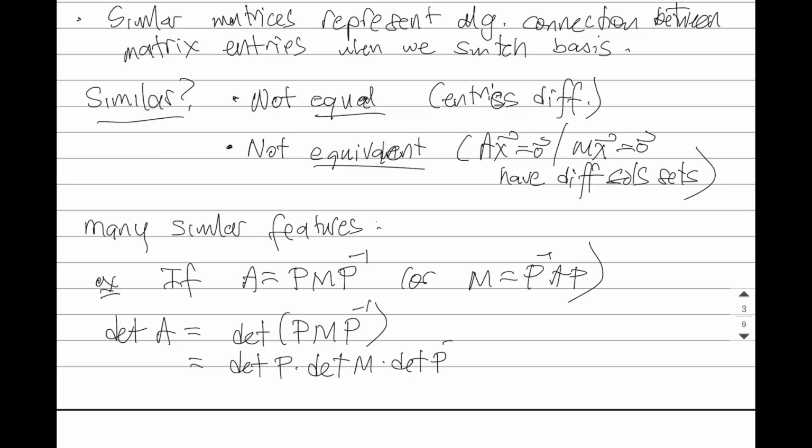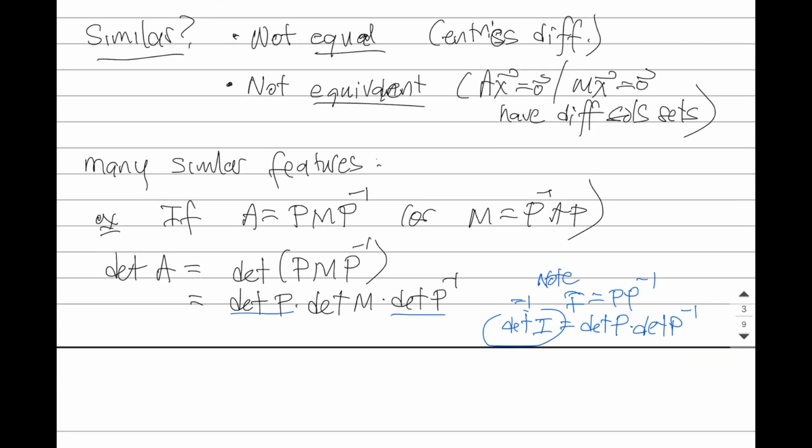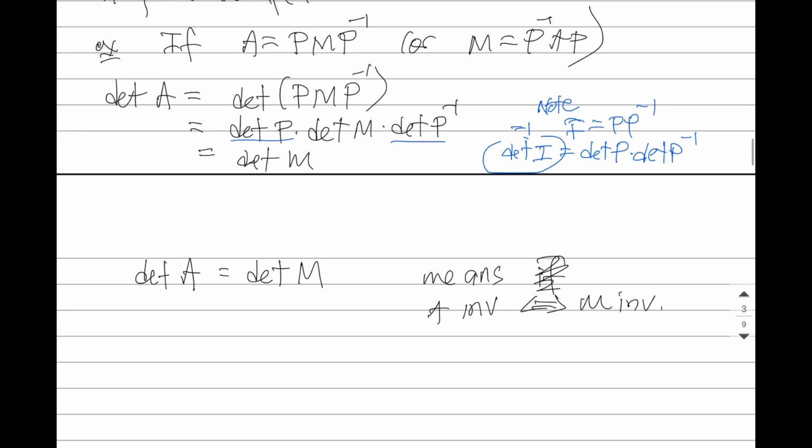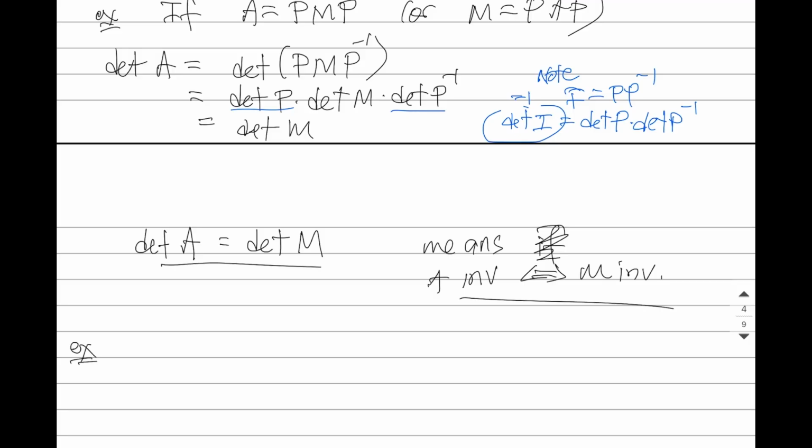You also know that when you take a matrix and its inverse, they multiply to give you the identity. If you take the determinant of both sides, you'll get this property, and the determinant of the identity matrix is 1. So anytime you see determinant P times determinant P inverse, they will just give you a 1. So this has to be equal to the determinant of M. So if two matrices are similar, and they're square by definition, they have the same determinant. Now this means if A is an invertible matrix, M has to be invertible as well. If one is invertible, the other one is invertible.